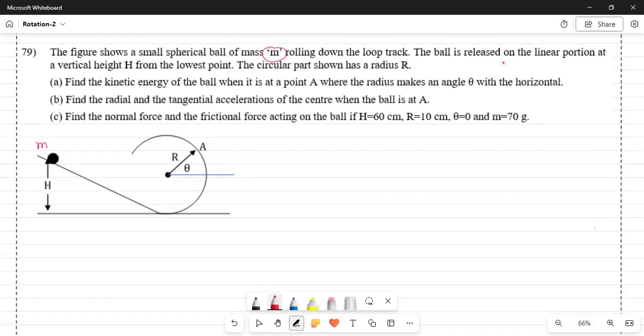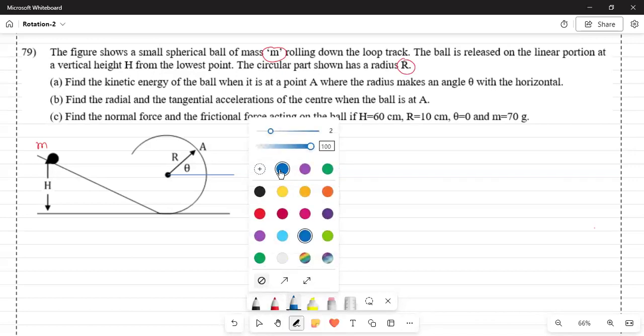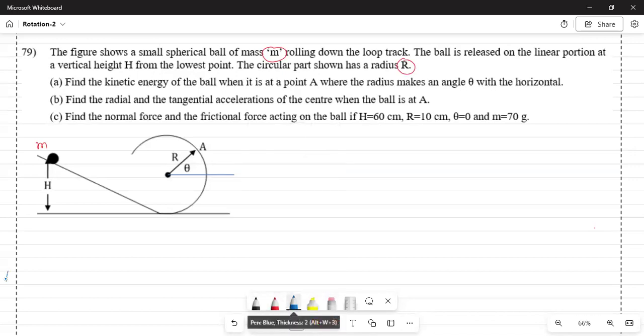Rolling in the loop track, the ball is released from the point at height H, the lowest point. The circular part has a radius r. Find the kinetic energy of the ball when it is at a point A, where the radius makes an angle theta with the horizontal. So the diagram is very clear. I hope you have no doubt in the diagram. So find the kinetic energy of the ball when it is at A.